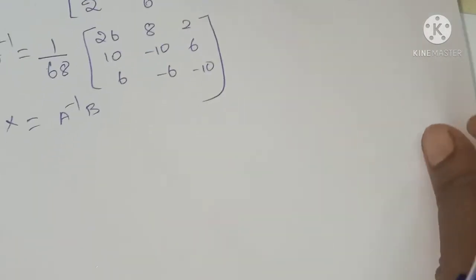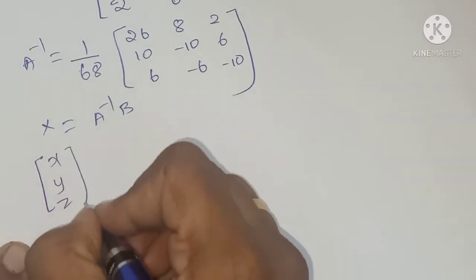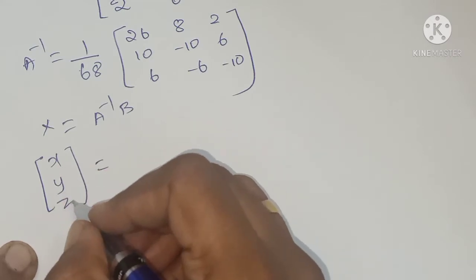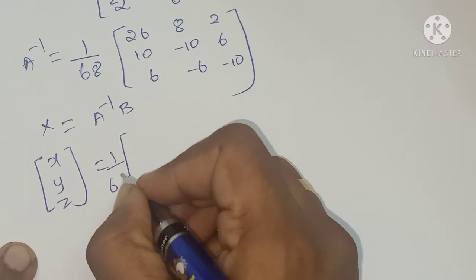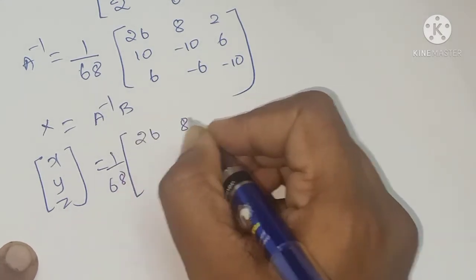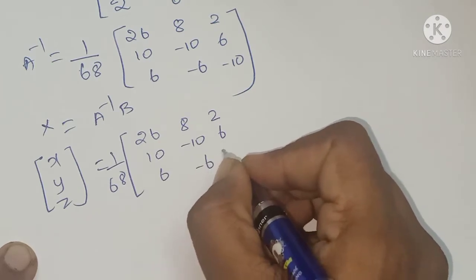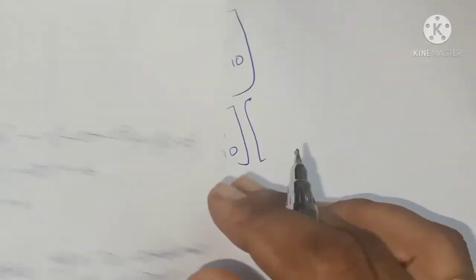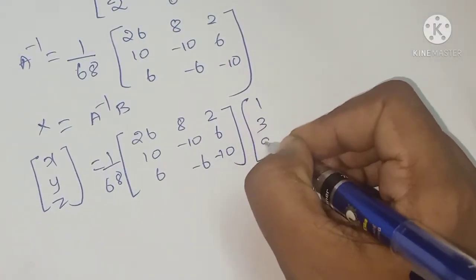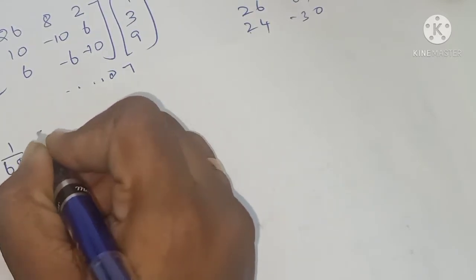So what is the value of X? X is nothing but X, Y, Z. Because this is a 3 cross 3 matrix, so we will get 3 variables X, Y and Z. A inverse is 1 by 68, 26, 8, 2, 10 minus 10, 6, 6 minus 6 minus 10 into B. What is the B value? B value is 139. So this is equal to 1 divided by 68.